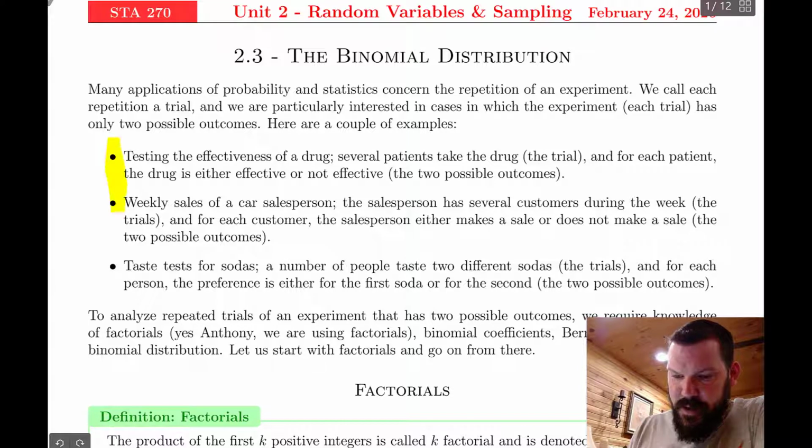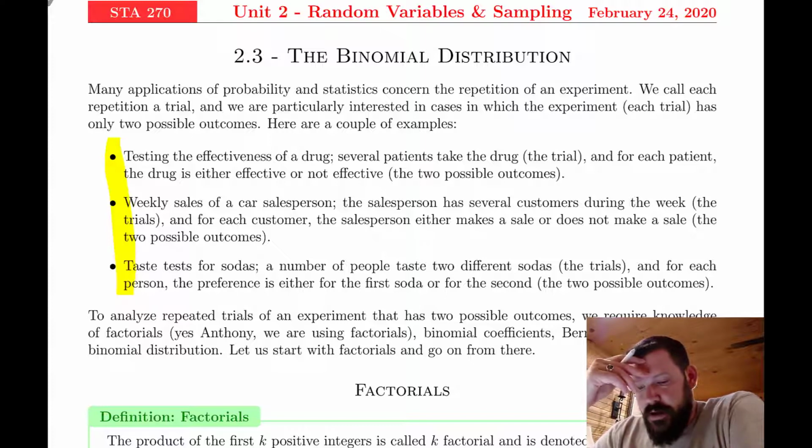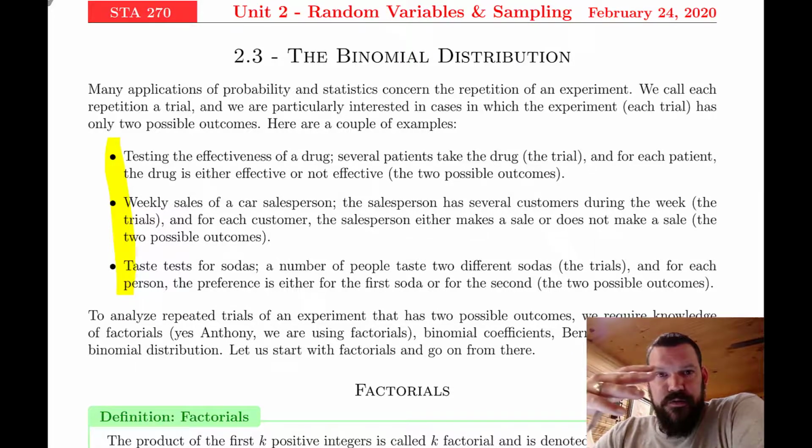We have testing the effectiveness of a drug. So it's either effective or it's not. Those are the two outcomes. Weekly sales for a car salesperson: they either sell the car or they don't sell the car. And then taste test for sodas. If you have two choices, they either prefer the first one or they prefer the second one. Those are examples where we're going to have binomial distributions.